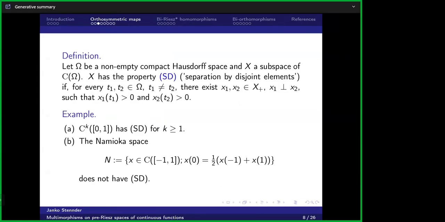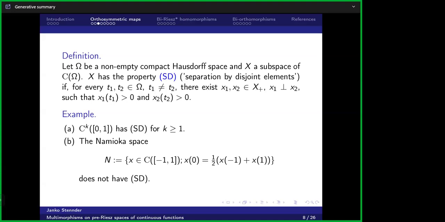Some examples for spaces which satisfy this property are the spaces of continuously differentiable functions, of any degree. And it's been proved that they do that because they contain the smooth functions. And an example for a space which does not satisfy SD, which is maybe not distributed as polynomials.